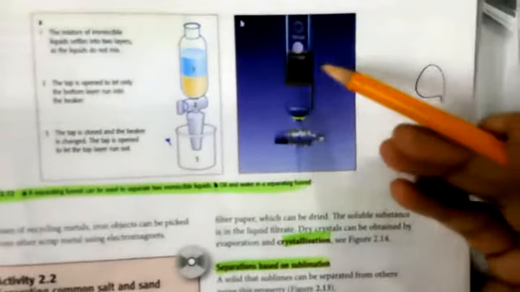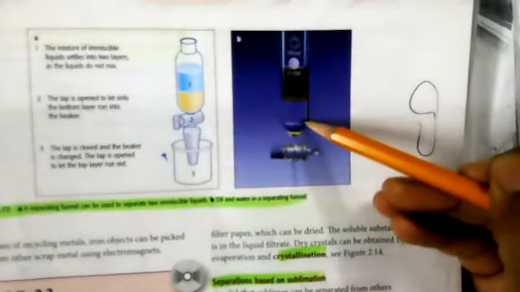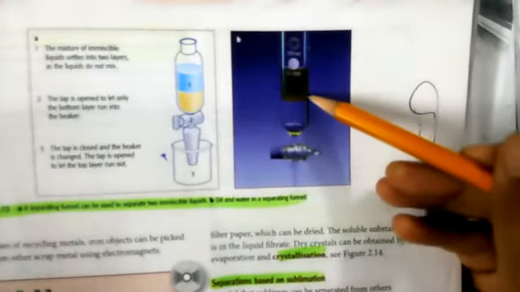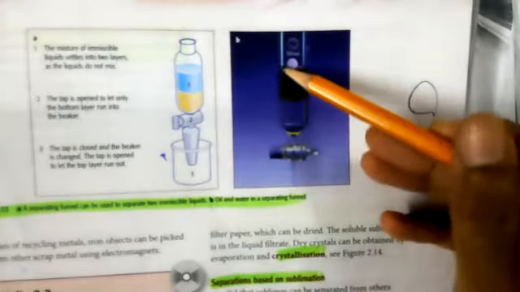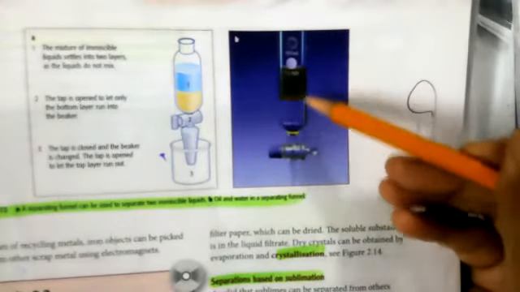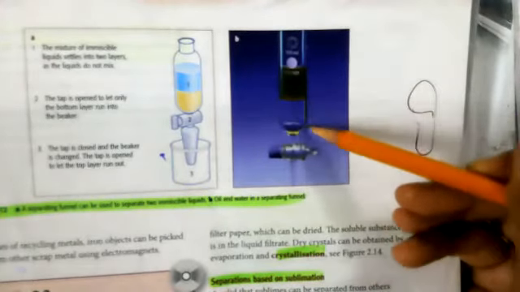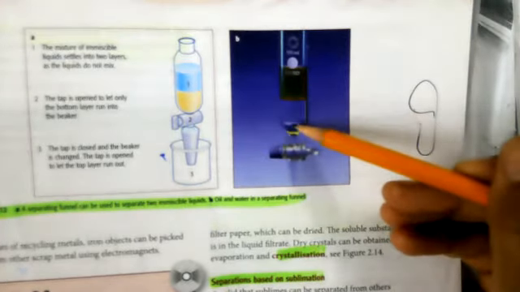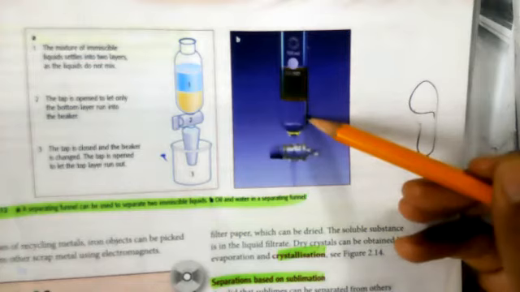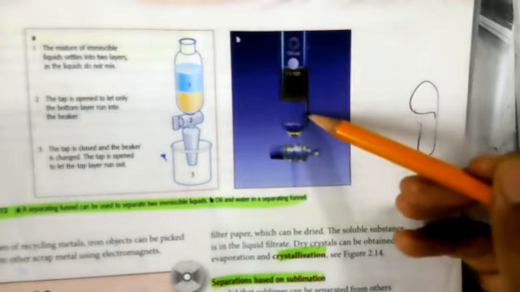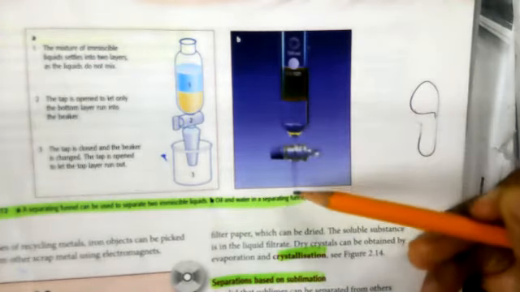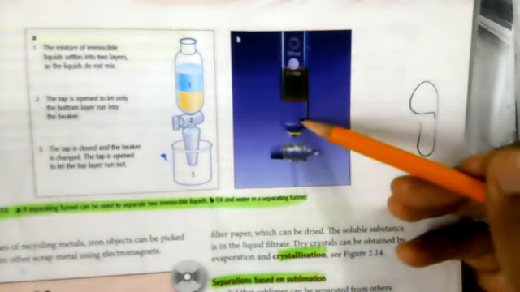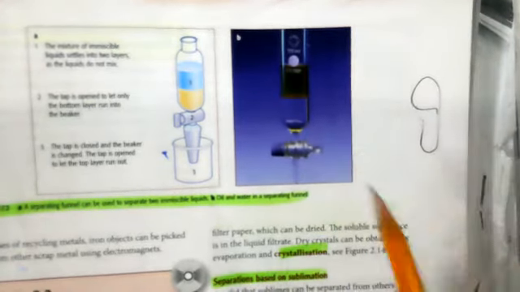Okay, this is that picture. This is how a separating funnel looks. If you let it settle for a while, the oil will settle at the top because it's less dense than water, and the water will be at the bottom. You can turn the tap on and separate. And because this funnel is usually graduated, you can measure how much of the liquid you are tapping out.